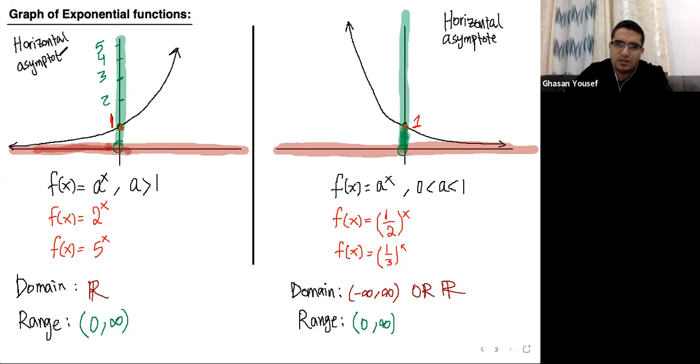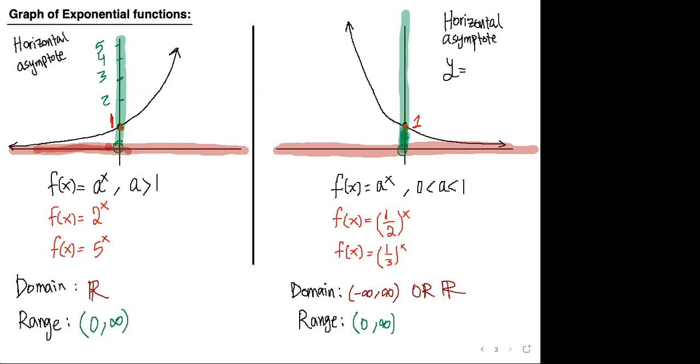Because it's a horizontal line, the equation will be y equals, right? Y equals what? What number, what value do I have to put here to be my horizontal line asymptote? I'm not sure, but is it 0?